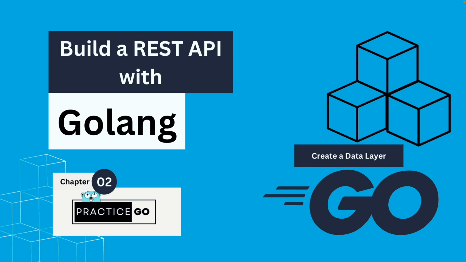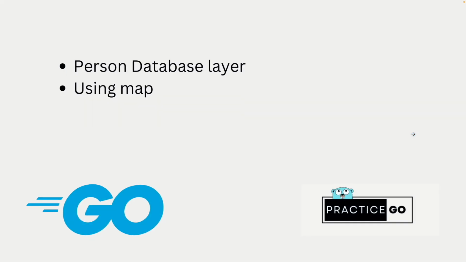In this chapter we are going to create a database layer, or a data layer, instead of using a database. So what are we going to build? We are going to create a person database layer. In this particular layer we are going to save a person type with a name and age, and to save all these things we are going to use the inbuilt map.